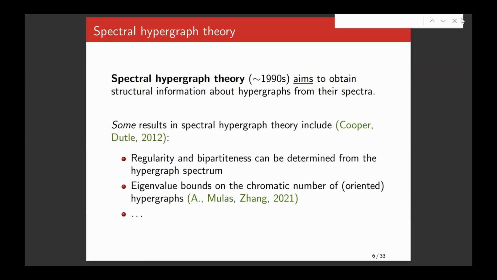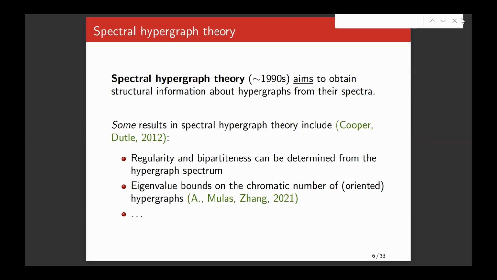So now going to spectral hypergraph theory, the field is a bit newer, as has already been mentioned, from the 90s. And similarly, we aim to obtain information about the hypergraph structure by looking at the hypergraph spectrum. Some results have appeared in the literature for spectral hypergraph theory by Cooper and his student Dutle. For example, they prove that regularity and bipartiteness, similarly as for graphs, can also be derived from the hypergraph spectrum. There have been bounds on several NP-hard hypergraph parameters, and in particular with Raffaella and Zhang, we focus on deriving bounds for oriented hypergraphs, which have already been introduced before, using Laplacian matrices.